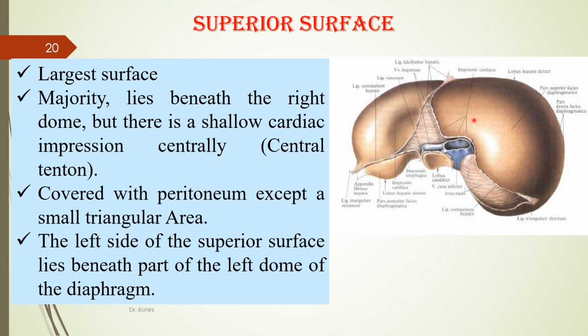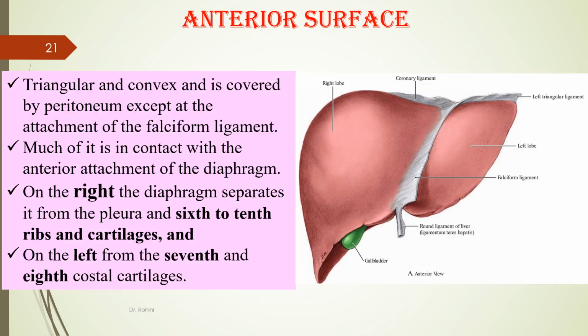Okay, the majority of this lies beneath the right dome of the diaphragm, but a small part here lies towards the left, where there is a shallow depression. This is for the cardiac impression, because above this there will be the central tendon of the diaphragm, over which lies the diaphragmatic surface of the heart, covered with peritoneum except a small triangular area on the posterior surface called the bare area. The left side of the superior surface lies beneath the left dome of the diaphragm. So this is your superior surface. It is continuous with other surfaces.